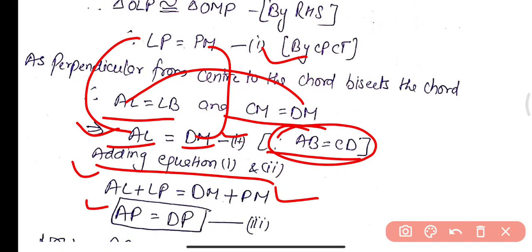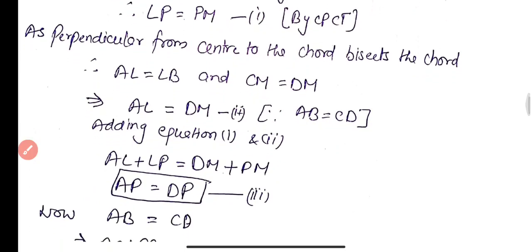What do we get? We get AP equals DP. So now this is the first result.